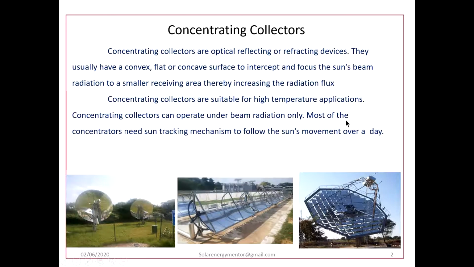Concentrating collectors can operate under beam radiation only. So one typical drawback of concentrating collectors is that they can make use of beam radiation only and they cannot operate on diffuse radiation. So most of the concentrators need sun tracking. Some sort of tracking mechanism is needed to follow the sun's movement over a day.